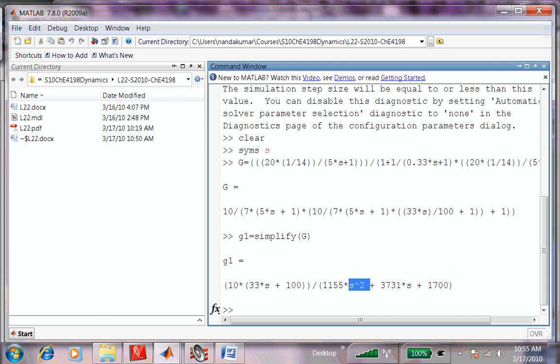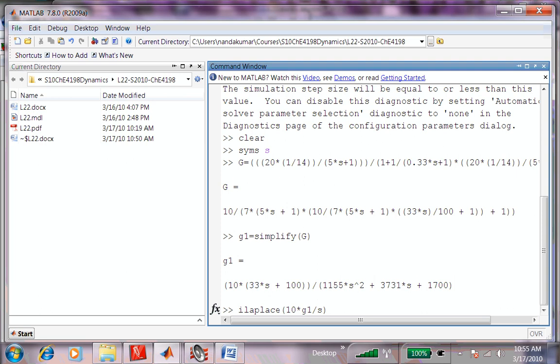And in an exam, I can then say, once you have obtained this, get the time domain response. What does that mean? You need to do the partial fraction. Up to a quadratic, you should be able to do that. Plus 10 times G1 divided by s. What am I doing here? I'm getting the time domain solution for a step change of 10.